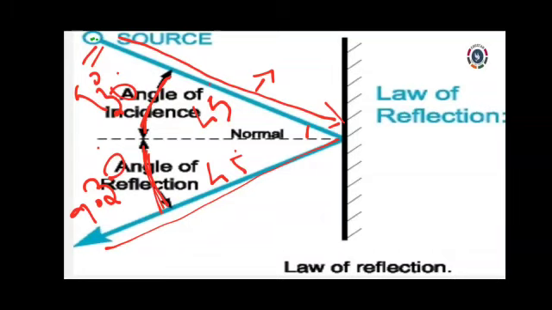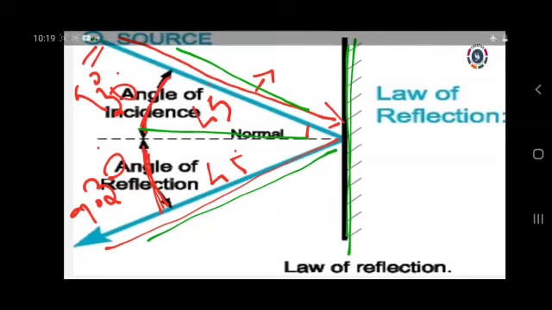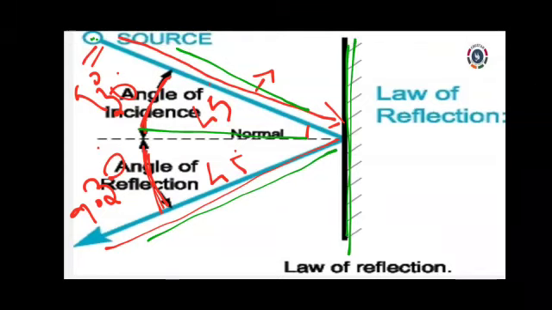What is the second law? The incident ray, the normal at the point and the reflected ray all lie in the same plane. Here, listen. The incident ray, the normal and the reflected ray all lie on the same plane. That's all. This is the second law.